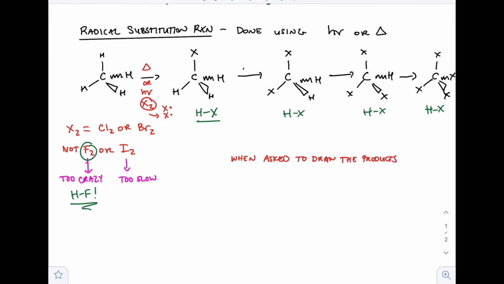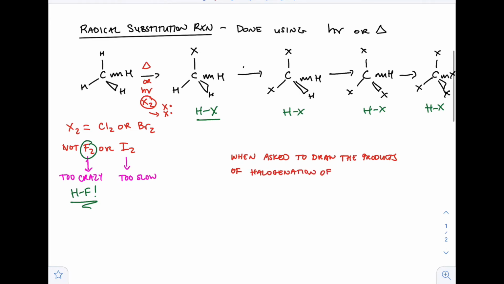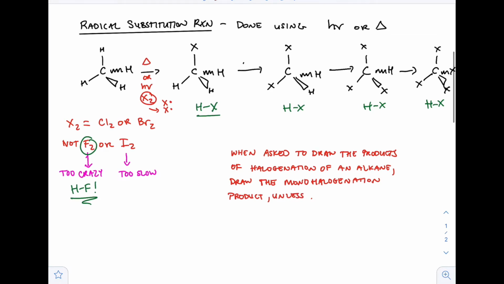So, a note here: when asked to draw the products of halogenation of an alkane, what you want to do is draw the monosubstituted product, unless it specifies otherwise. What I mean by that is remove only one hydrogen atom and replace it with an X atom. That's what you want to draw when you're asked to draw the product of a halogenation of an alkane.